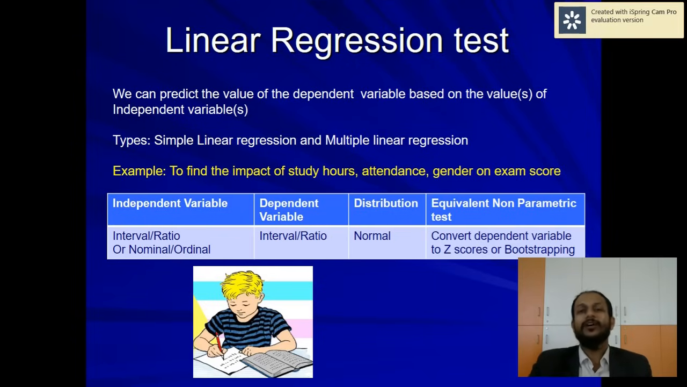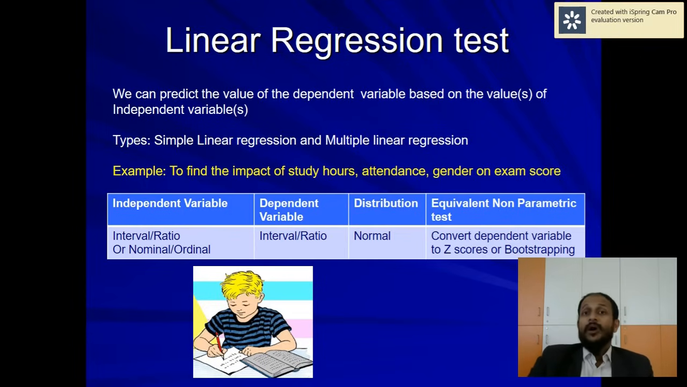We use a technique called the dummy variable technique, through which we can conclude the strength of the impact that the independent variable is having on the dependent variable, even if the independent variable is categorical. That is not at all a problem; we can do it through this linear regression technique. And the distribution should be normal. There is no compromise on it.